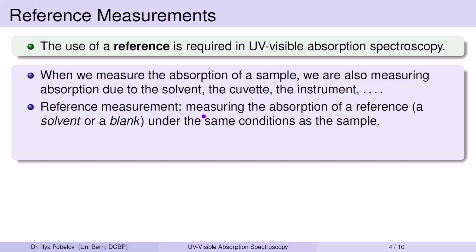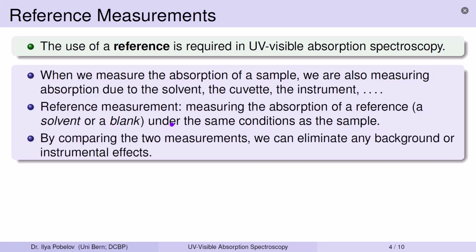This involves measuring the absorption of a reference, typically a solvent or a blank, under the same conditions as the sample. By comparing the two measurements, we can eliminate any background or instrumental effects, ensuring that the data we obtain is the actual absorption due to the sample alone.